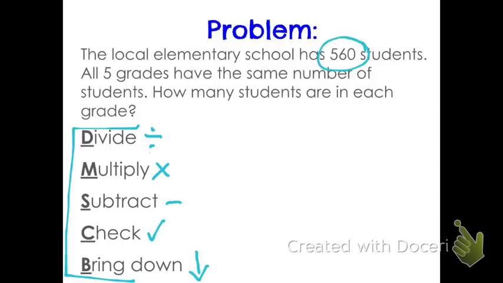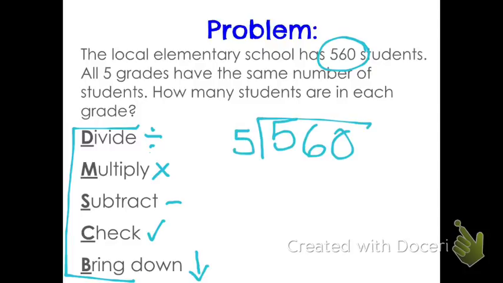So I see that there's 560 students. Well, we're talking about 5 different grade levels that we are trying to figure out how many students are in each grade. It did tell us that it has the same number, which in division, we're always trying to make equal groups or have the same thing in each one of our groups. So we're going to go one place value at a time. How many times is 5 going to 5 would be 1 time.